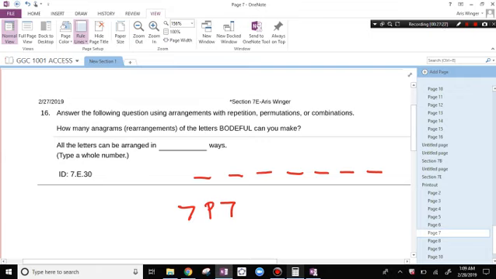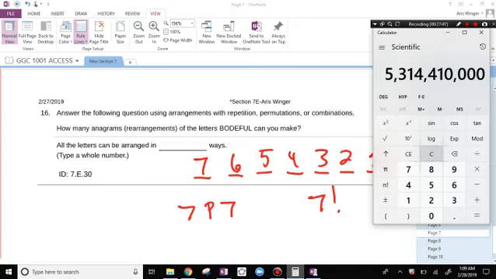And so that's 7P7, or again, that's 7 letters I could put in the first place, which would leave me with 6 to put in the second place, 5 to put in the third place, and so forth. 7 times 6 times 5 times 4 times 3 times 2 times 1. That is 7 factorial actually. So I can just put that in the calculator. 7 factorial is 5,040.